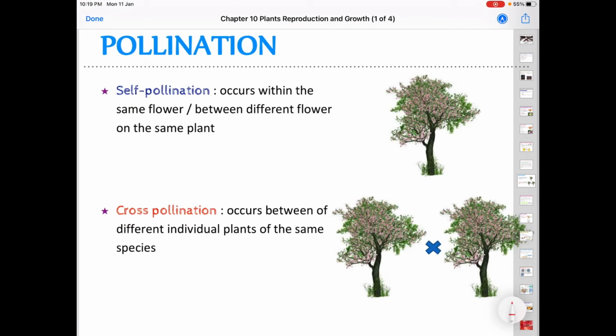In pollination, there are two types. Self-pollination occurs within the same flower, or between different flowers on the same plant. Either it occurs inside the same flower because that flower contains both the stamen and the carpel, or between different flower buds still on the same plant. The second is cross-pollination, which occurs between different individual plants of the same species.